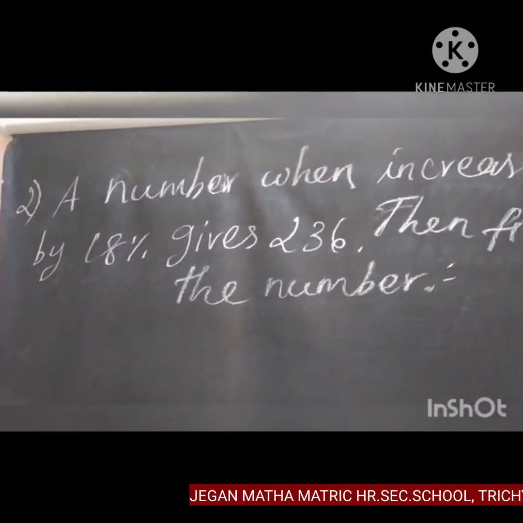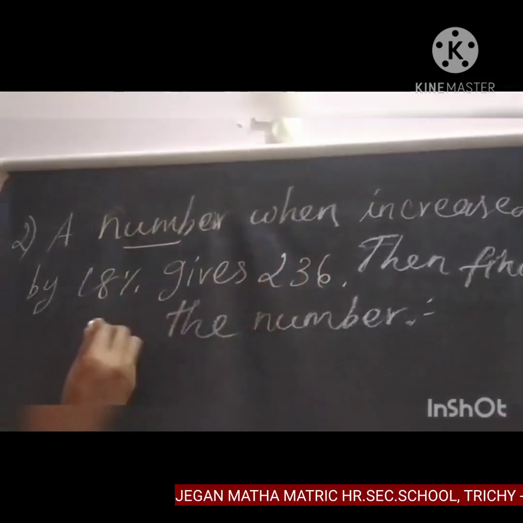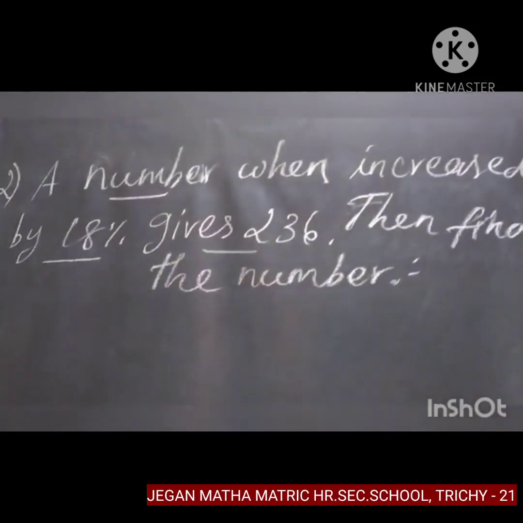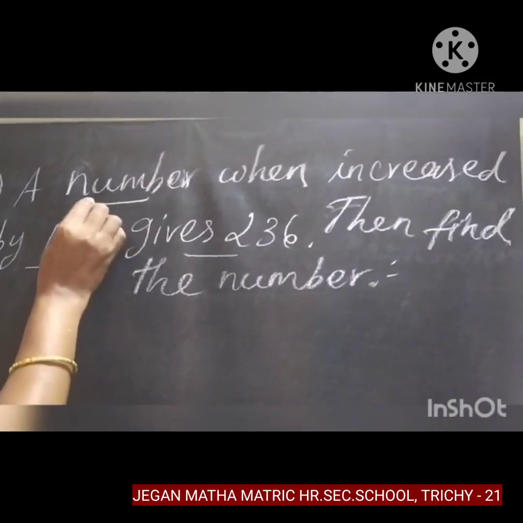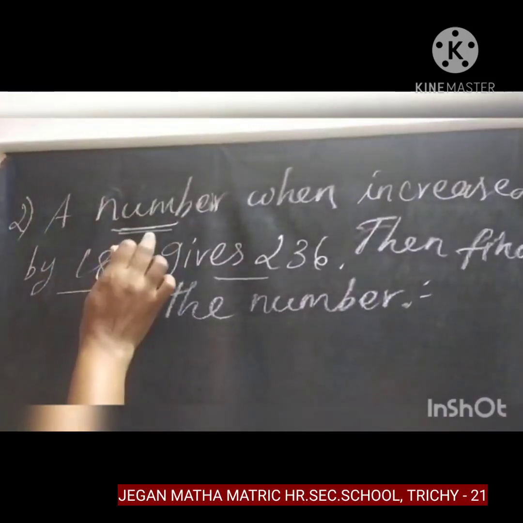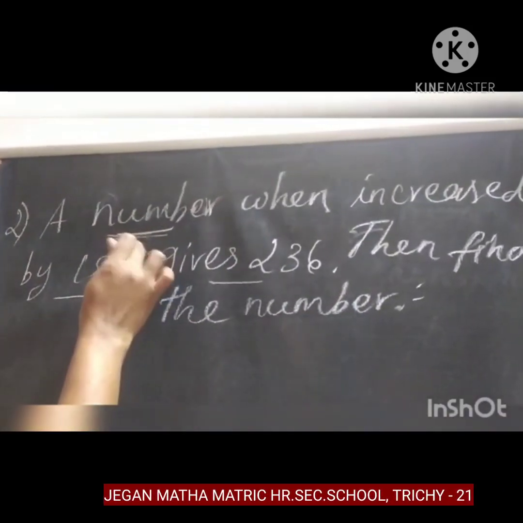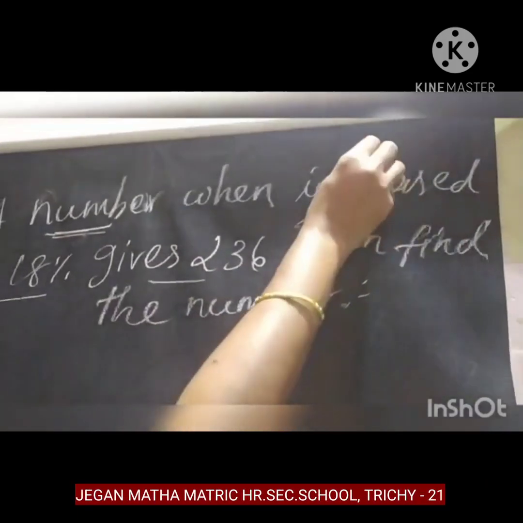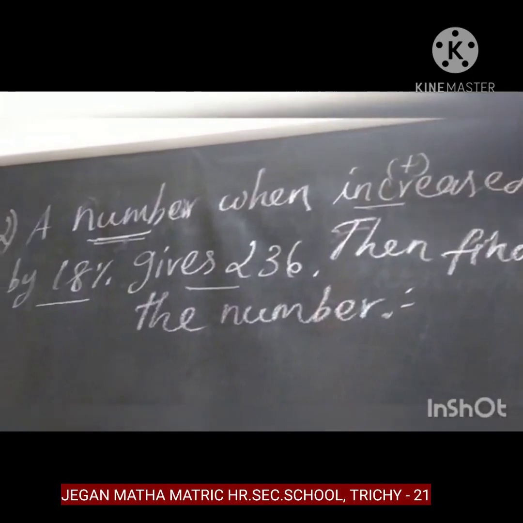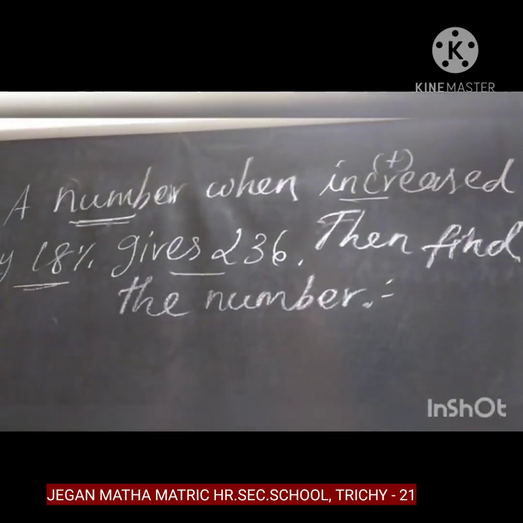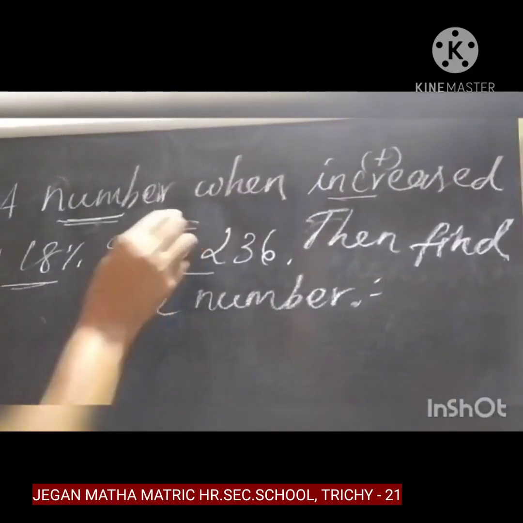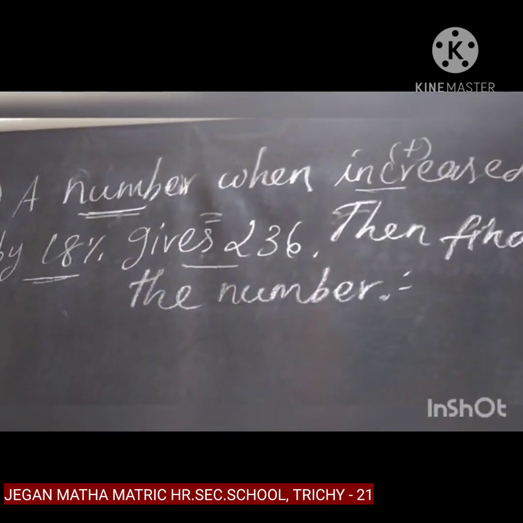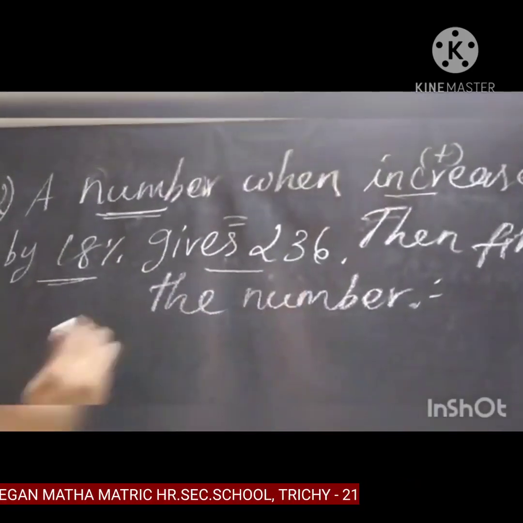So the given is, a number when increased by 18% gives 236. A number. So you don't know the number. You want to find out the value of this number. A number when increased means addition, more than. So increased by 18% gives means that is equal, meaning that it is equal to 236.